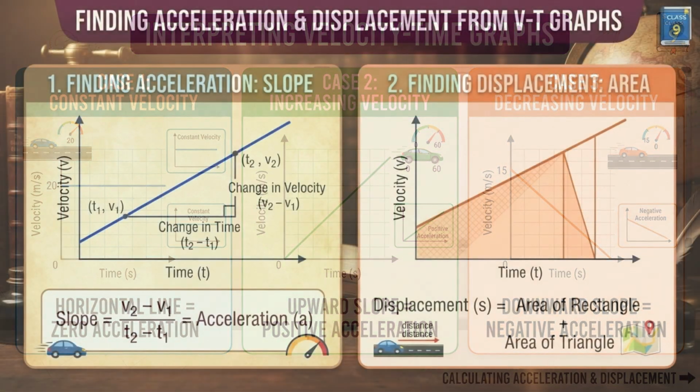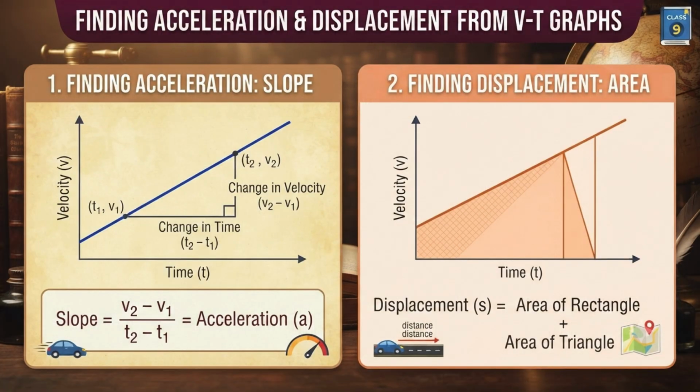We've just learned how different velocity time graphs help us understand the motion of an object. But here's an interesting question. Can a velocity time graph tell us anything more than just the velocity? The answer is yes. In fact, a velocity time graph helps us find two very important physical quantities: acceleration and displacement. Let's understand them one by one.